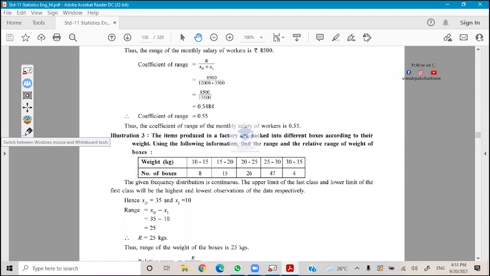Then if we are talking about class, XH minus XL means upper limit of last class, 35, and lower limit of first class, 10. 35 minus 10.